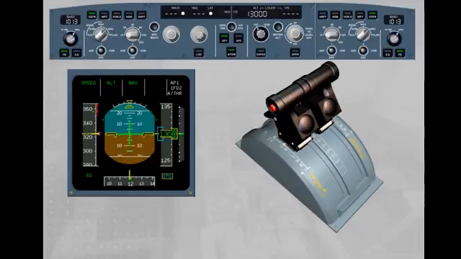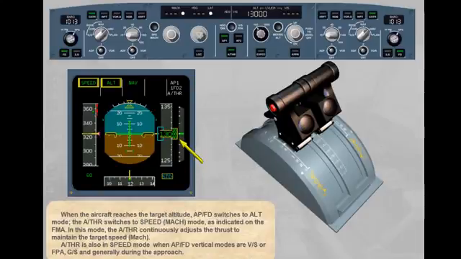When the aircraft reaches the target altitude, Autopilot Flight Director switches to altitude mode. The autothrust switches to speed, Mach mode, as indicated on the FMA. In this mode, the autothrust continuously adjusts the thrust to maintain the target speed, Mach. Autothrust is also in speed mode when Autopilot Flight Director vertical modes are vertical speed or flight path angle, GS, and generally during the approach.